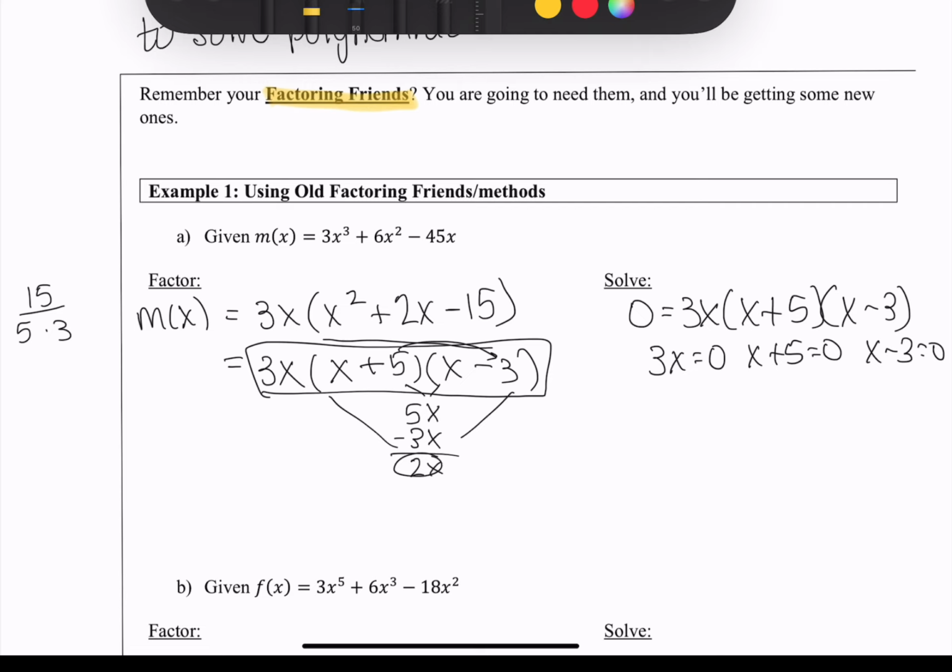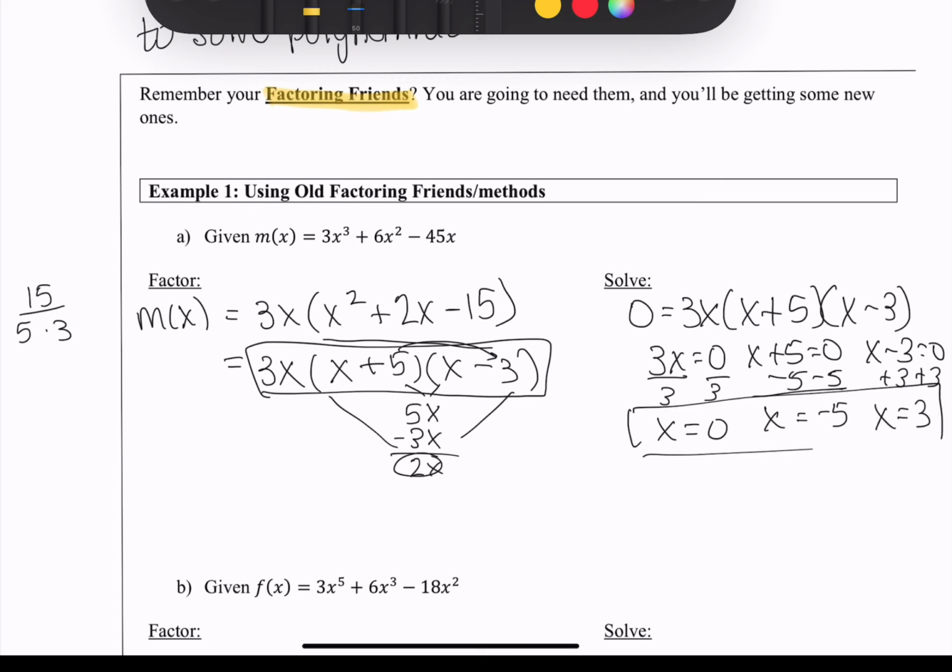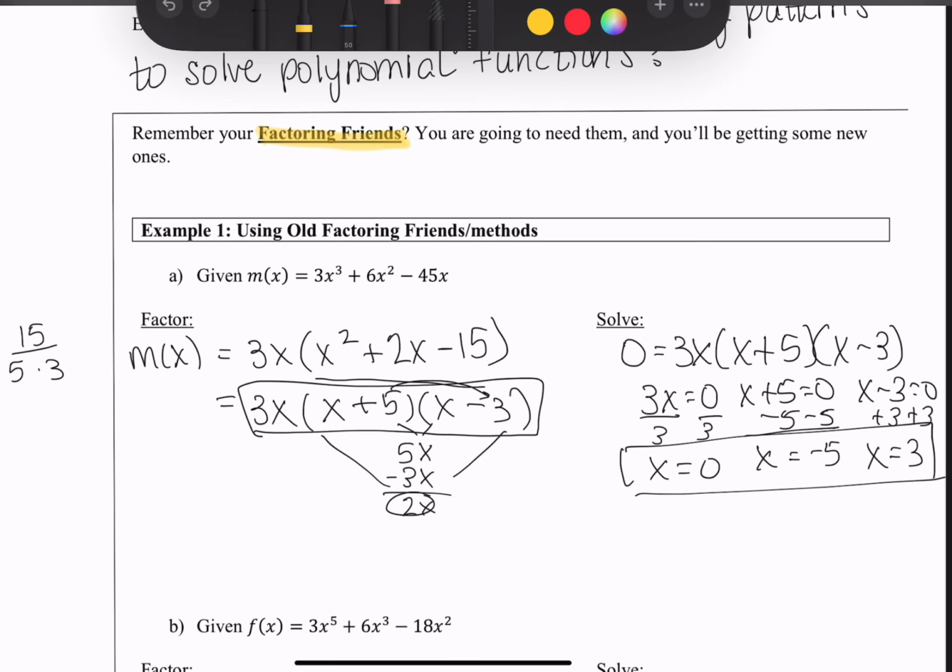Then I use the zero product property to set each factor equal to 0. And then I solve each of these individual equations. So dividing both sides by 3, I get x equals 0. Subtract 5 from each, and you can do a lot of this in your head. I get x equals negative 5, or add 3, and you get x equals 3. I have now solved it. Factored form versus solving.